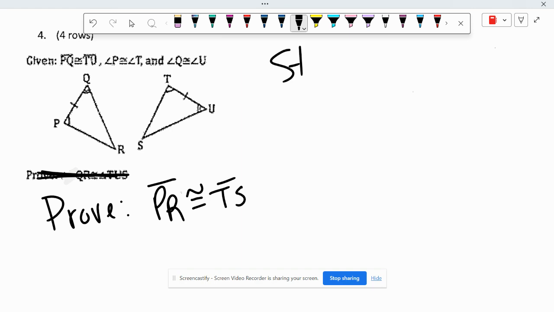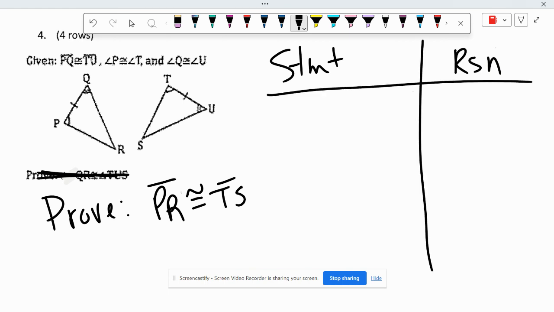So let's start with what we know. We have some statements and some reasons. Draw your 2 columns. Okay. What do you want to start with first? What do we know? What's the first thing we want to say? What's the first thing we should say? Go to one of your givens.